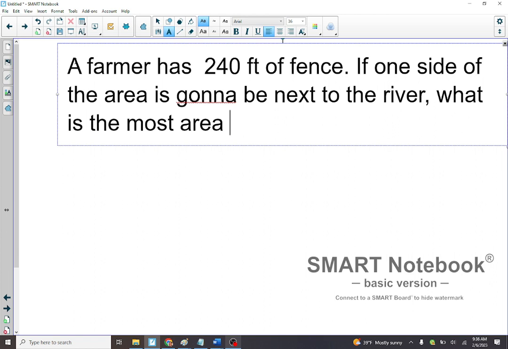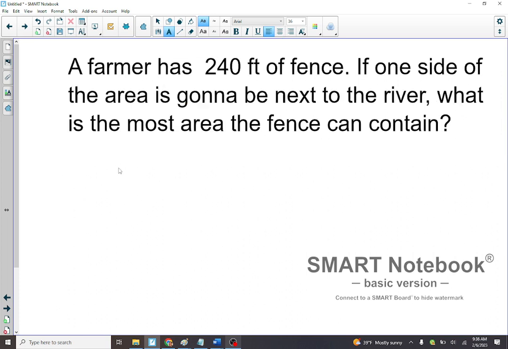What is the most area the fence can contain? Alright, don't pressure me. For this one, a farmer has 240 feet of fence. One side of the area is going to be next to the river, so I don't need to put a fence next to the river. What is the most area the fence could cover?